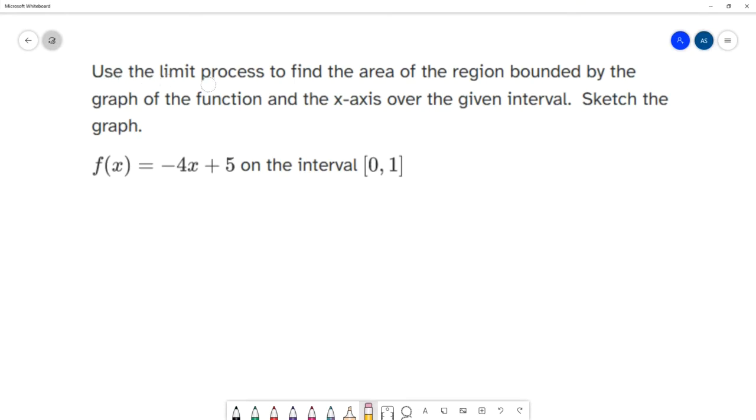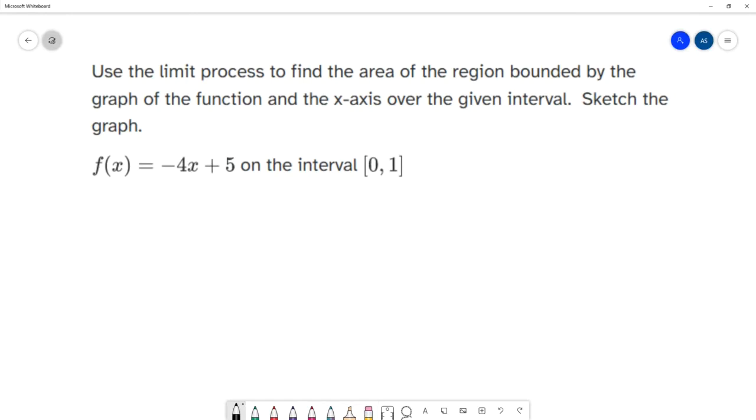We want to use the limit process to find the area of the region bounded by the graph of the function and the x-axis over the given interval. We're going to sketch the graph so that we can get a good idea of what area we're finding. We have the function f of x equals negative 4x plus 5. We want to find the area on the interval from 0 to 1.